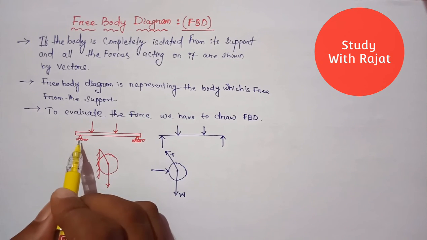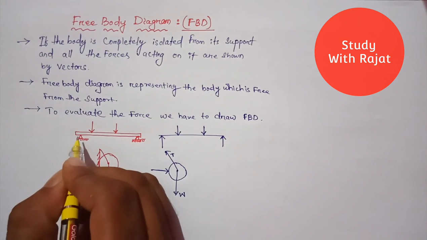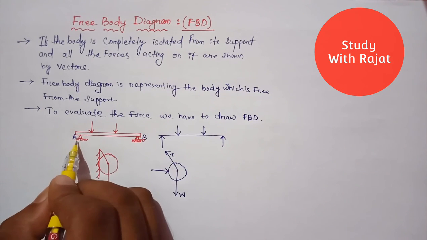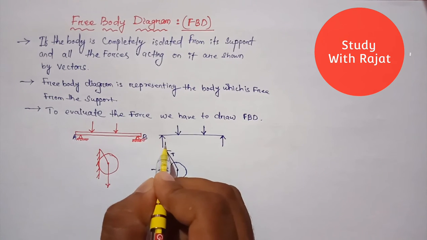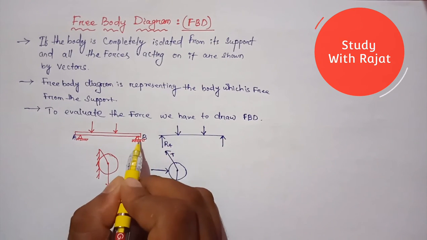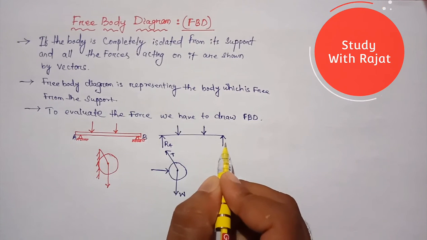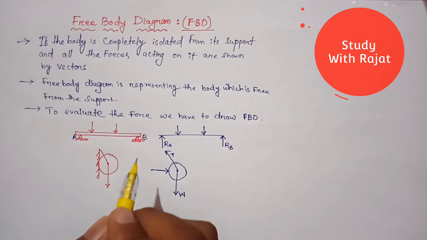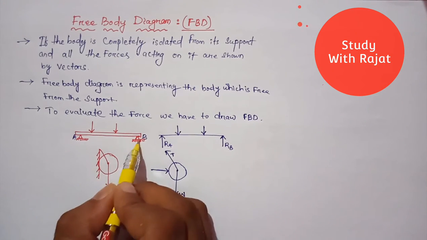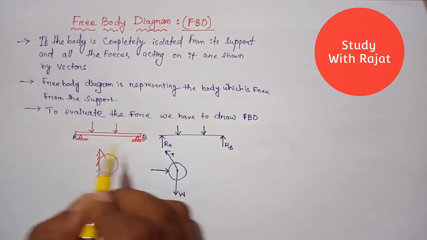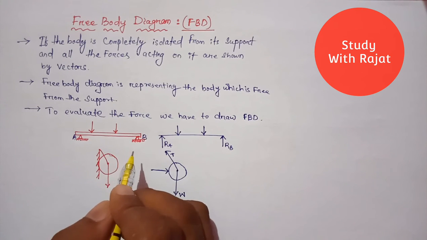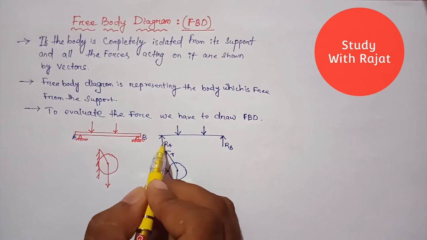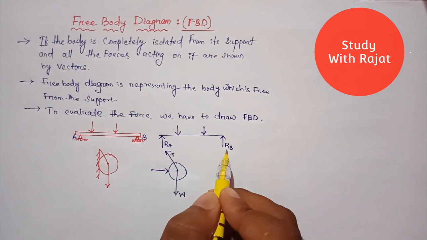Here the supports are there, this point is A and this point is B. At point A there will be a reaction force known as Ra, and at point B there is a reaction force known as Rb. So we have to remove all the supports. These are the supports, so we have to remove them. When we remove these supports, reactive forces will act on that surface. So here the reactive forces are Ra and Rb.